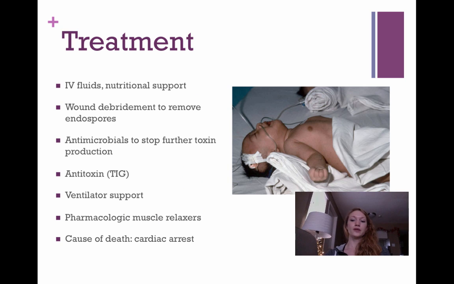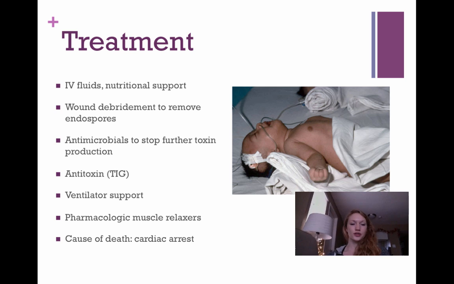The treatment for tetanus involves IV fluids and nutritional support because the patient can't swallow on their own. It also involves wound debridement to remove any additional endospores. You administer antimicrobials to stop further toxin production, and there is an antitoxin, TIG, or tetanus immune globulin, which I'll talk more about later when I talk about vaccination, as well as ventilator support if the infection has progressed enough to affect the diaphragm and the patient's breathing.